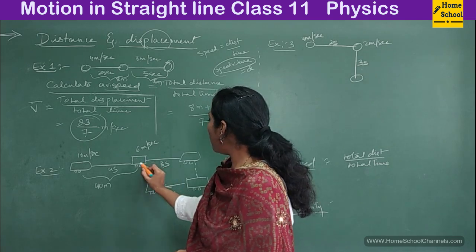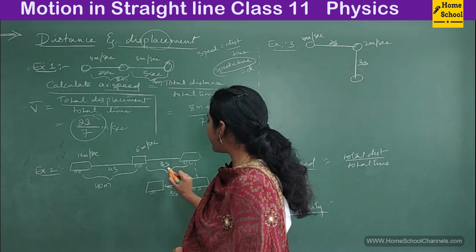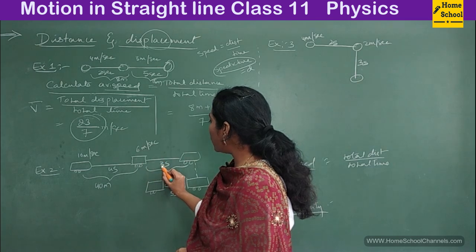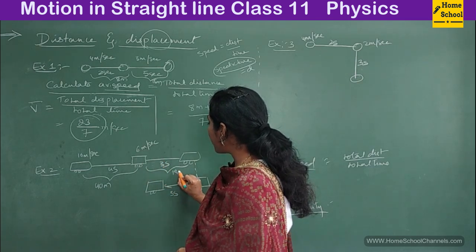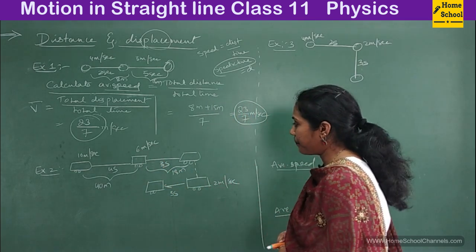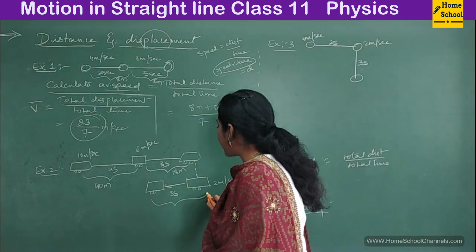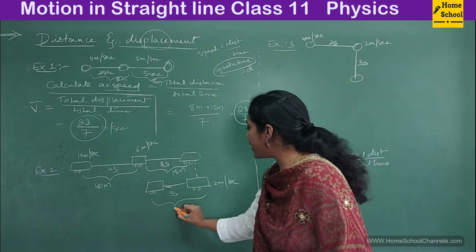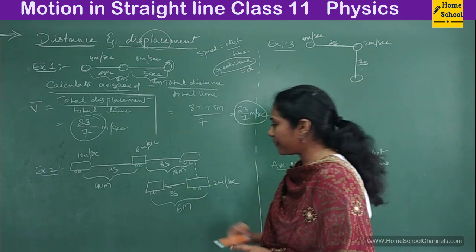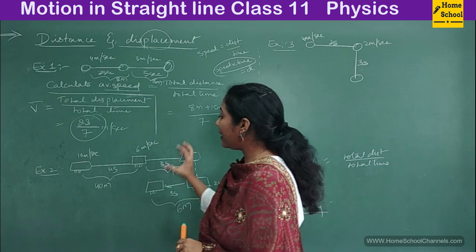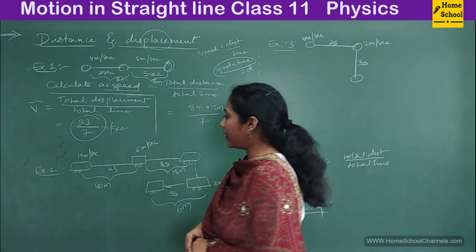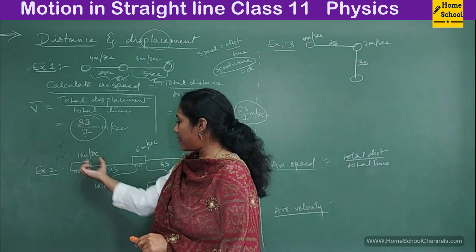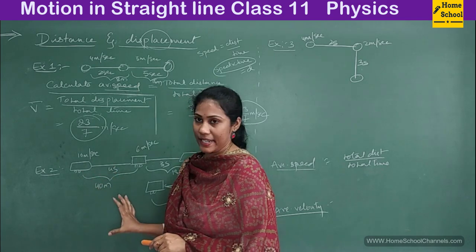Okay, and then how much is this distance? This distance is 6 into 3, that is 18 meters. 18 meters is this distance. And how much is this distance? 2 into 3. 2 3s are 6 meters. Right? So now we have calculated distance actually. Okay, so how did we calculate distance? The speed into time, that is the distance.